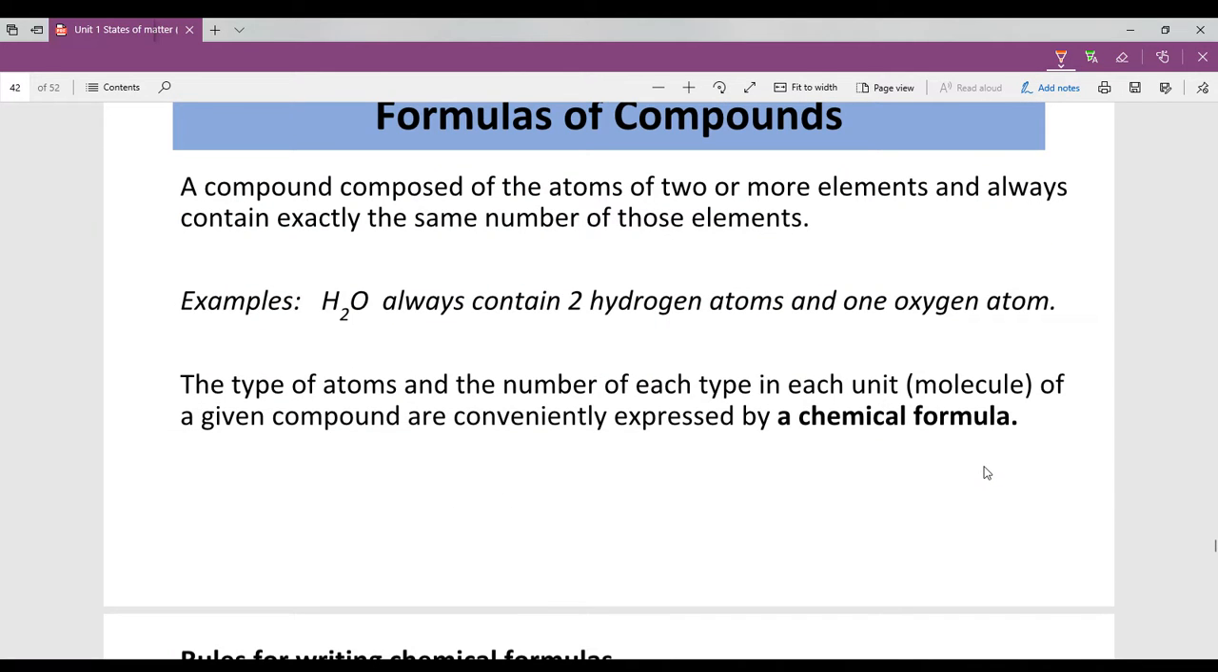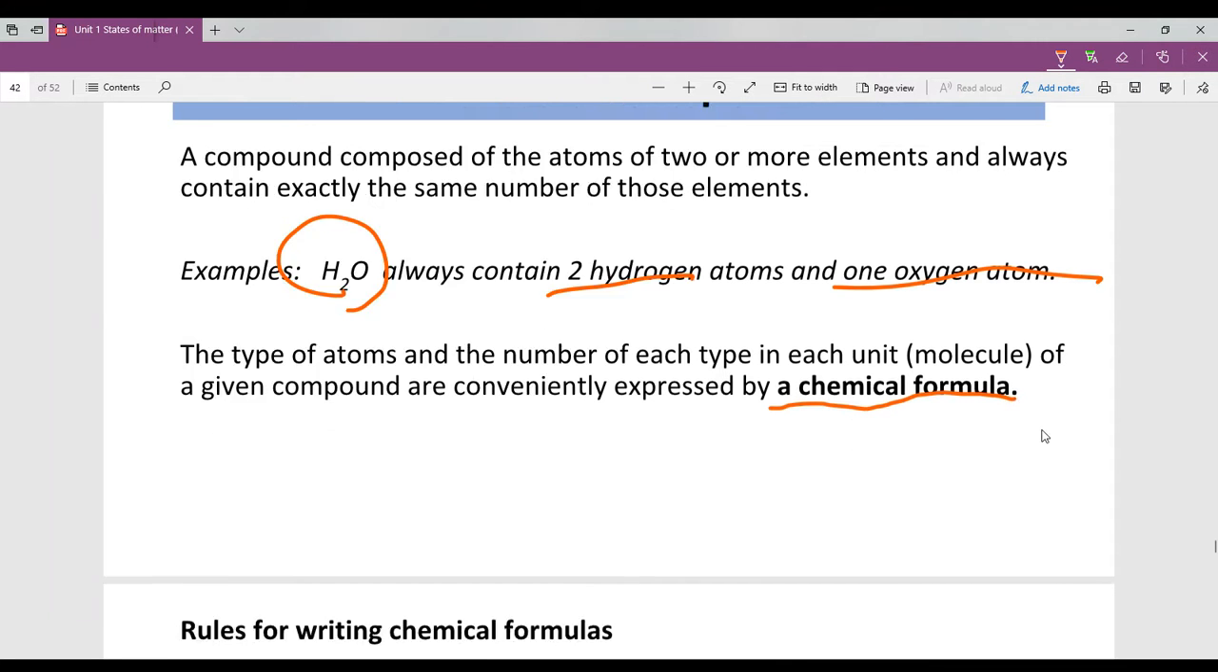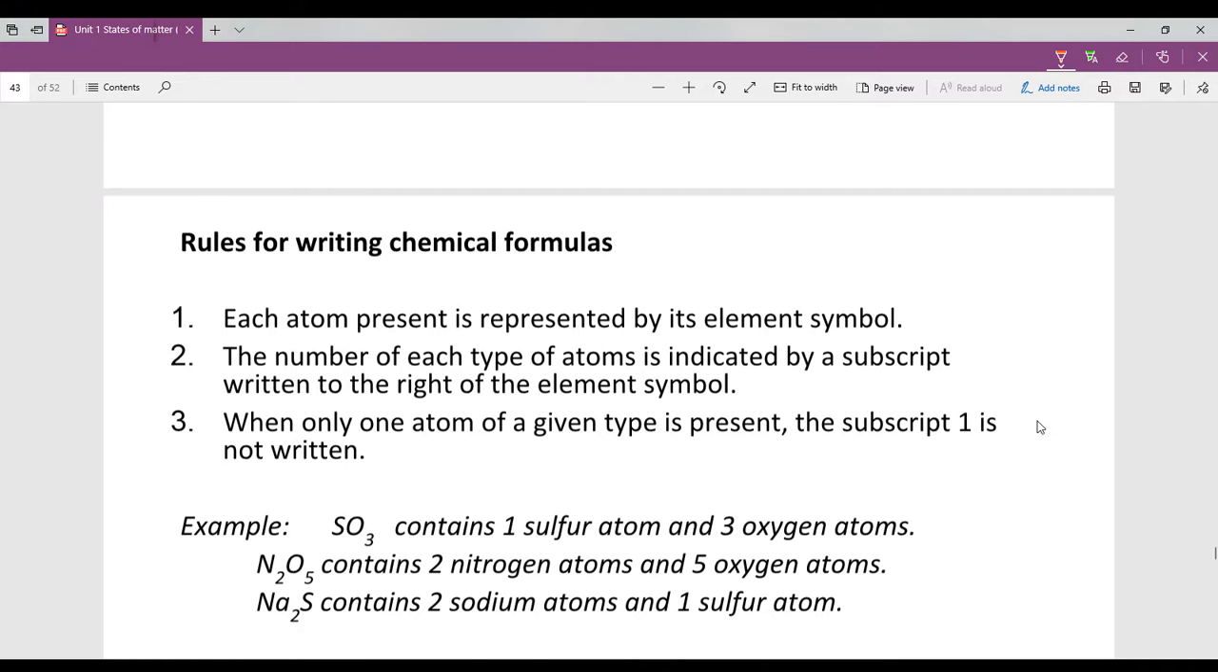All right. Next one. Let's take a look at formula of compounds. So when you have two elements, two atoms come together, and two different elements come together in certain proportion, it will produce a compound. For example, like H2O always have two hydrogen and one oxygen atom. Okay. So the type of atoms, the number of each atom and each unit molecule will give you something called a chemical formula. Now let's take a look at how to write this.